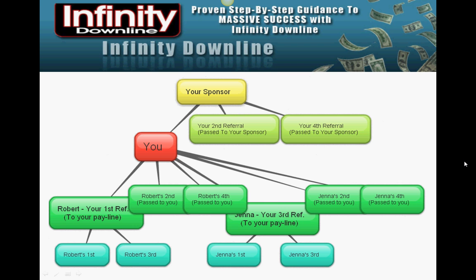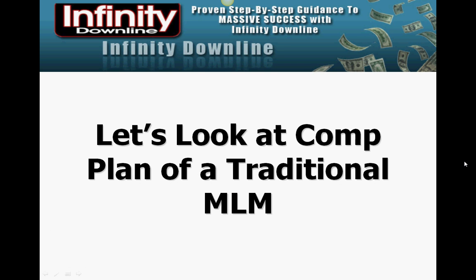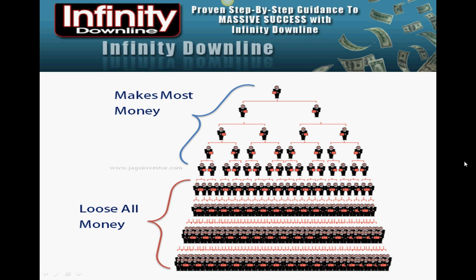Okay. Now let's look at the compensation plan of a traditional multi-level marketing company. I'm just showing you this diagram of how a traditional multi-level marketing plan works. Now, I am involved in a traditional multi-level marketing company, and I'm also involved in Infinity Downline. I consider Infinity Downline an affiliate program. I do not consider it MLM.